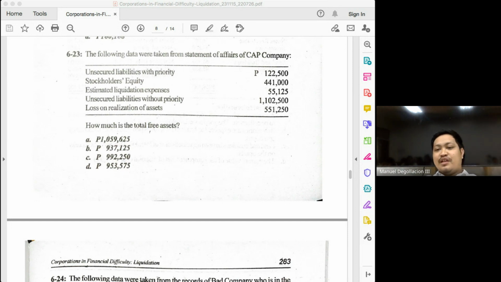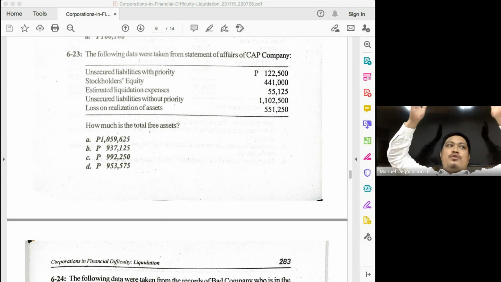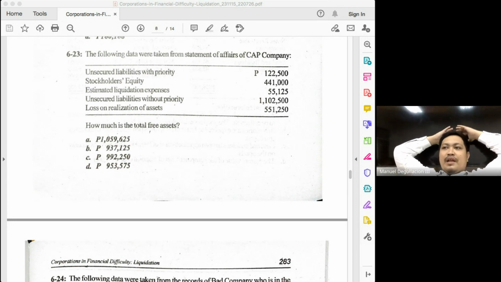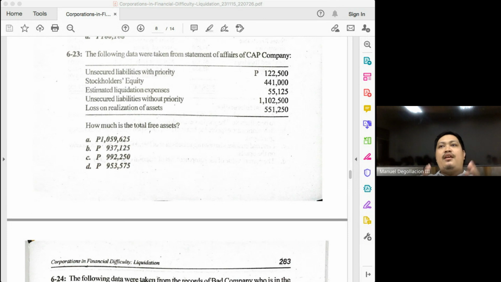So if we have a deficiency of 165,375, how much then will your unsecured liabilities without priority receive? What will you do? You deduct the 165,375 from 1,102,500. And that will be the amount that will be recovered by your unsecured without priority. Do you get the point? Supposedly, how do we compute for the amount to be paid to your unsecured without priority class? Amount of claim multiplied by the recovery rate.